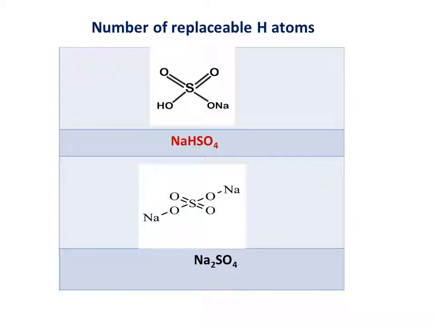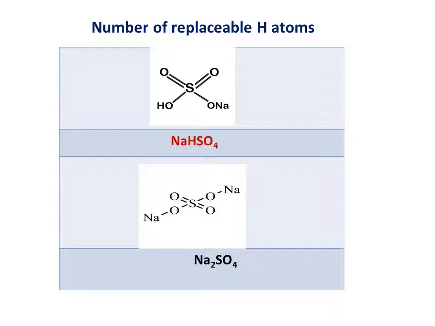So let us understand what are replaceable hydrogen atoms. Let us take a case of sodium sulfate and sodium bisulfate. We all know that the sodium bisulfate formula is NaHSO4 and sodium sulfate's formula is Na2SO4. So their Lewis structure is somewhat like this.